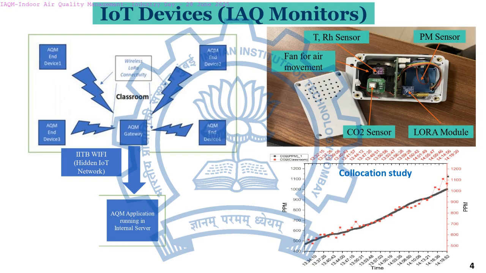These are the IoT devices which Professor Sinha also showed you earlier. So this is how they are working. These are the AQM end devices which are in-house made, and they have off-the-shelf sensors. The AQM end devices are putting data into the AQM gateway through the LoRa network, and they are sending data to the IITB servers through IITB Wi-Fi, which is an internal network.